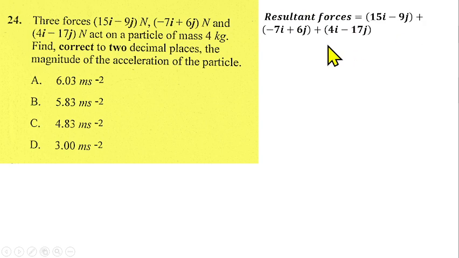We have 4i minus 9j plus minus 7i plus 6j plus 4i minus 17j. What we did here is we only opened the bracket 4i minus 9j, then minus 7i plus 6j plus 4i minus 17j. Collect like terms from there. 15i minus 7i plus 4i will give us 12i.